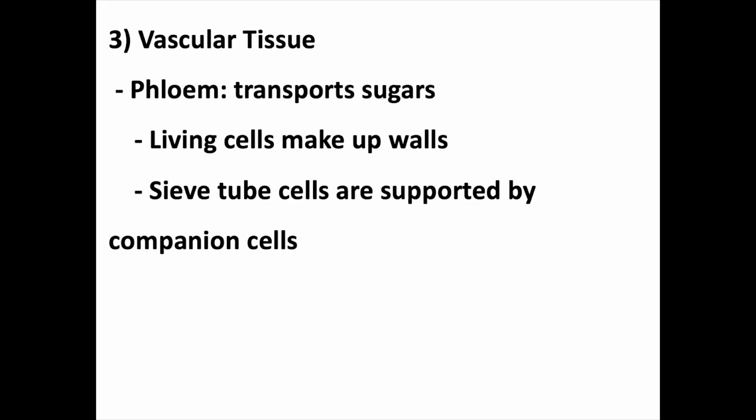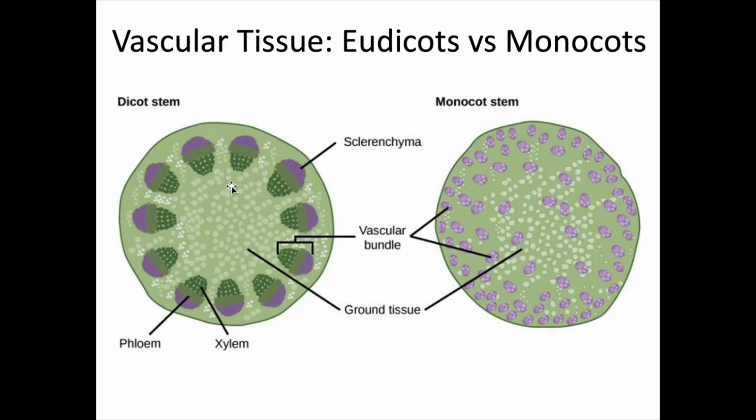Living cells make up the walls. And we've got these sieve tube cells that make up these walls that are supported by what we call companion cells. Together, and there's an important reason why we're always going to find these together, we'll get to at the end of this chapter, xylem and phloem together make up what are called vascular bundles. And that's a phrase that we already saw at the end of the last chapter when we were talking about the differences between eudicots and monocots. And so, here are the vascular bundles, xylem and phloem, around the outside in eudicots, and scattered throughout the stem in monocots. But the term vascular bundle just refers to both of these together.